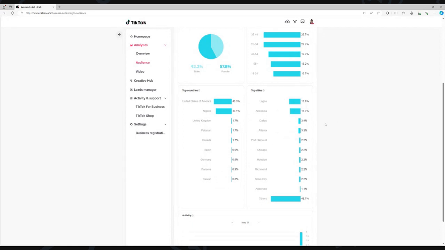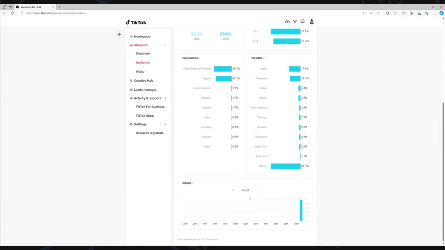Then when you look at top cities, Lagos, like Nigeria, Abeokuta, I don't know if I'm saying that right, but I think it sounds like it's Nigerian. So my top two cities are not even in the US. Dallas is coming in at number 3, but look, these are still in single digits. These up here are at close to 20%. So that tells me something.